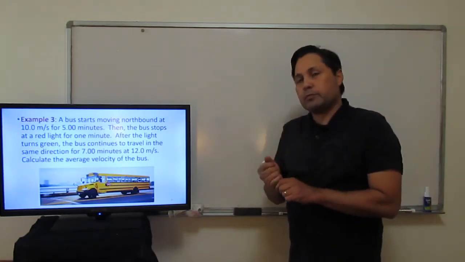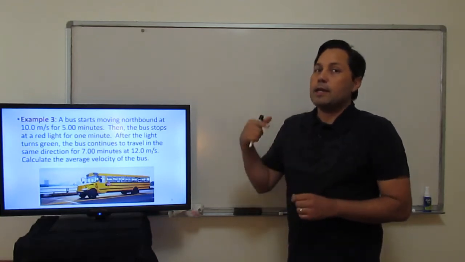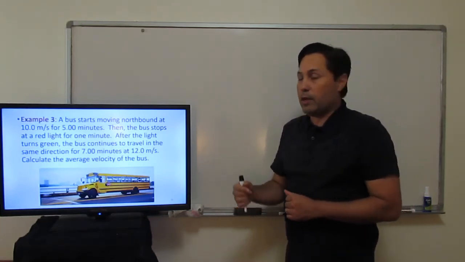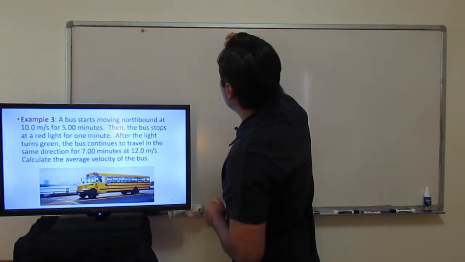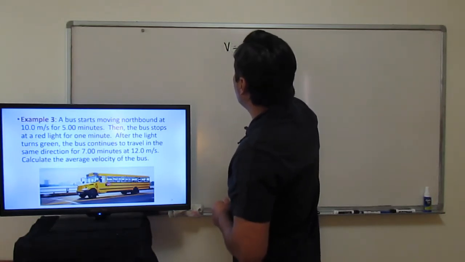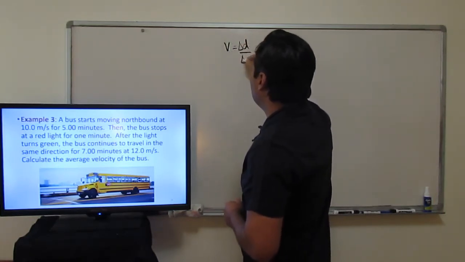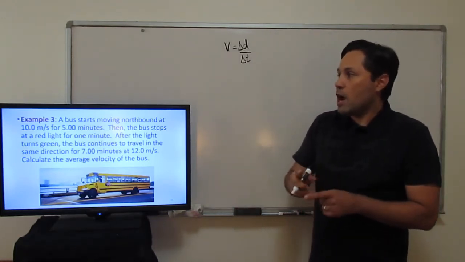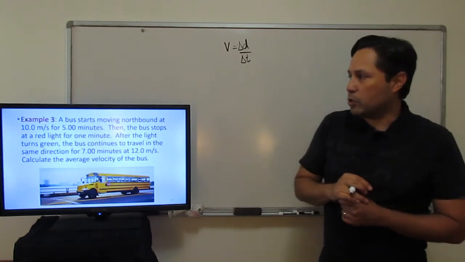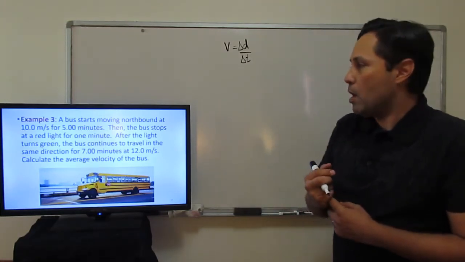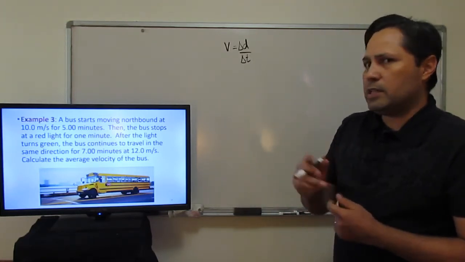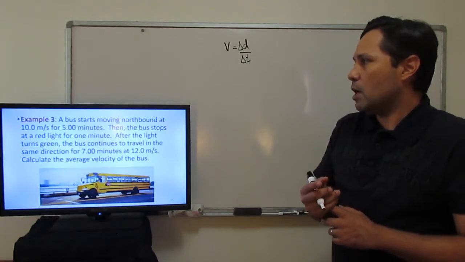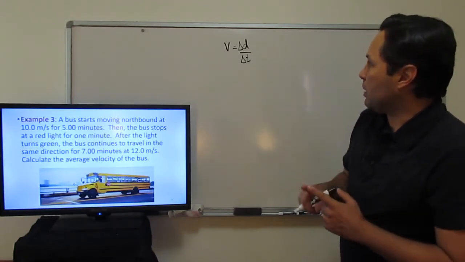Velocity is calculated by displacement over time. So velocity is the change in displacement over whatever time it took us to get there. We need to figure out how far that bus traveled and in how much time. Let's start with the distance that this bus traveled.